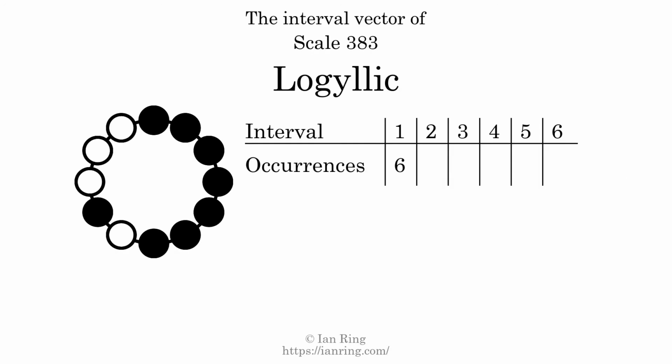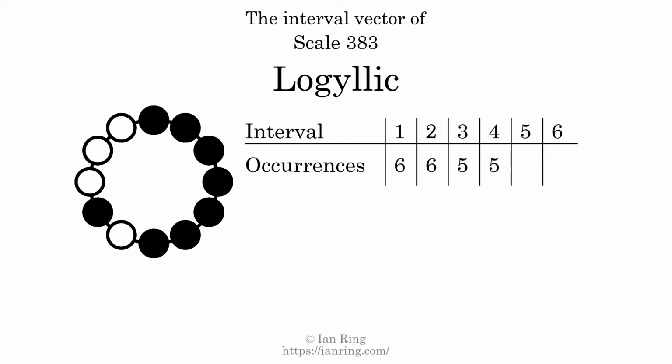There are 6 intervals with the size of 1 semitone. They are here, here, here, here, here, and here. There are 6 intervals with the size of 2 semitones. They are here, here, here, here, here, and here. There are 5 intervals with the size of 3 semitones. They are here, here, here, here, and here.